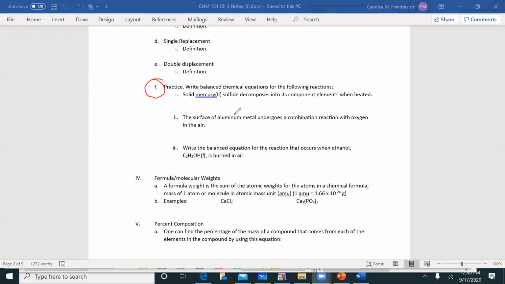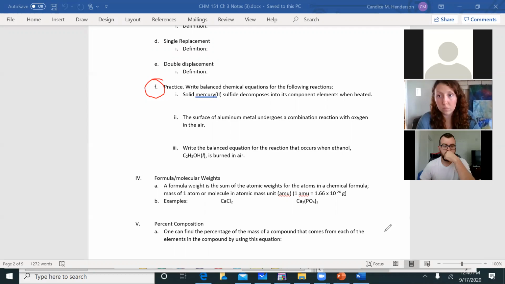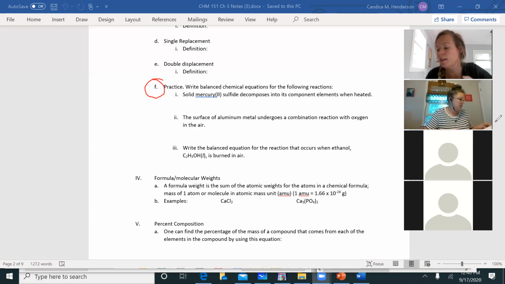I have a question. Yeah, what's up? How do we know if it's diatomic? You have to have it memorized. Are they in the book somewhere? They are in the book, and they have no fear of ice cold beer.